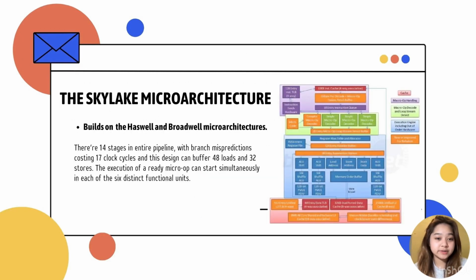As you can see from this picture, it shows the overall organization of the Core i7 pipeline with the memory components. The Skylake microarchitecture builds on the success of the Haswell and Broadwell microarchitectures. We can see that there are 14 stages in the entire pipeline, with branch misprediction costing 17 clock cycles, and this design can buffer 48 loads and 32 stores. The execution of a ready micro-op can start simultaneously in each of the 6 distinct functional units.